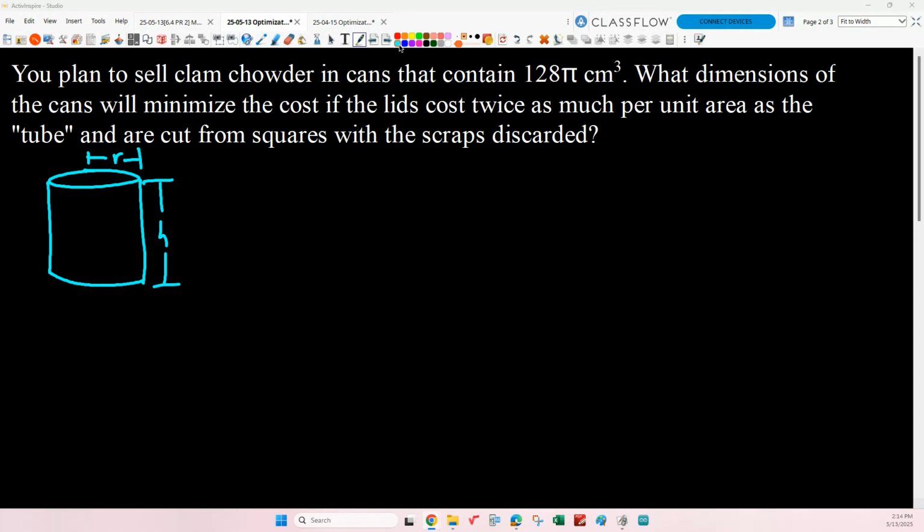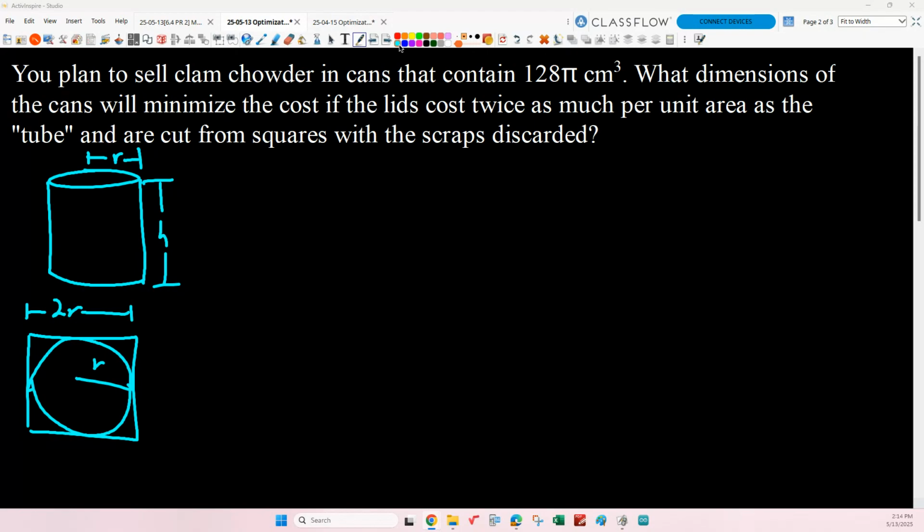So what's the area that we need for the 2 lids? What's that going to be? Two R squared, right? Because we're going to cut these out of squares, where that distance right there is 2R, if that's R. Everybody agree?